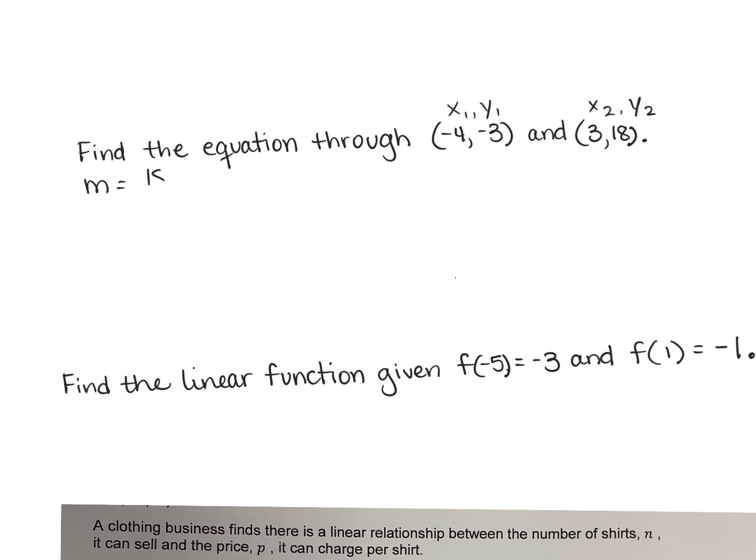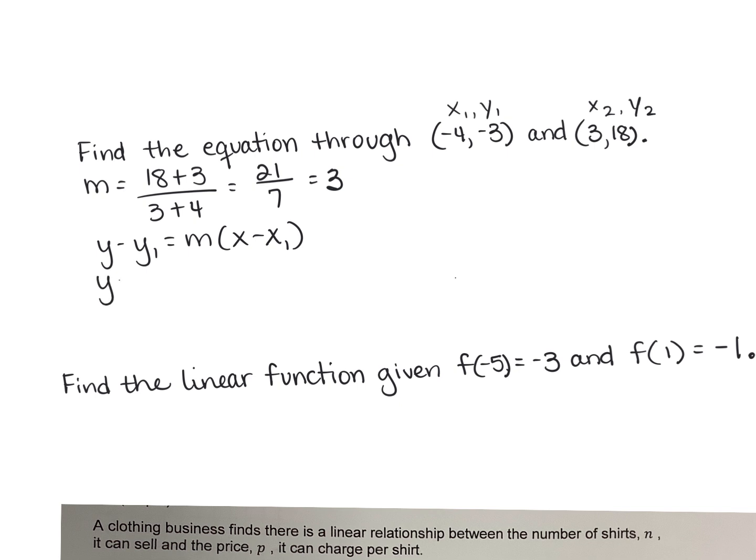So I have 18 minus a negative 3, and then I have 3 minus a negative 4. So this is going to give me 21 over 7, which gives me a slope of 3. Now that's not an equation, that's just my slope. So at that point, I have a couple different ways to do this. I'm going to use y minus y1 is equal to m(x minus x1), and I'm going to use both my slope and my x1, y1.